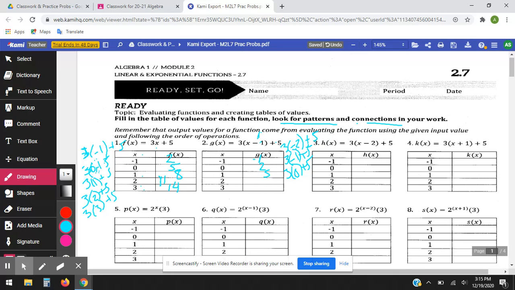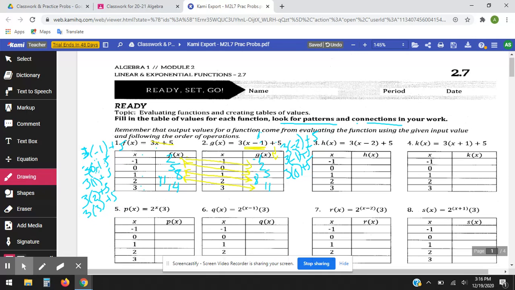So notice my numbers are very similar. They're just off by 1. 8's down here, 8's over here. 11's here, 11's over here. So that -1 basically drops us 1 level from the original. So that's what you're doing on these.